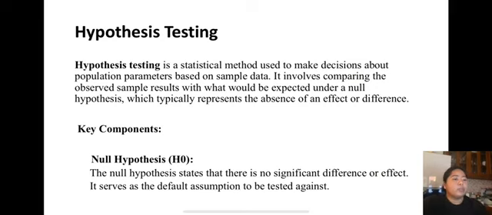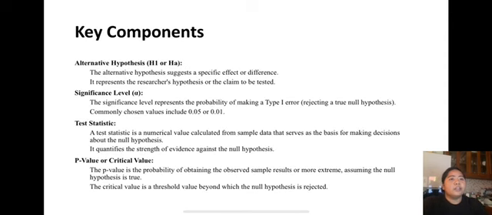Here are the key components. First is the null hypothesis, or H0. The null hypothesis states that there is no significant difference or effect. It serves as the default assumption to be tested against. Number 2 is the alternative hypothesis, or H1 or Ha. The alternative hypothesis suggests a specific effect or difference. It represents the researcher's hypothesis or the claim to be tested.